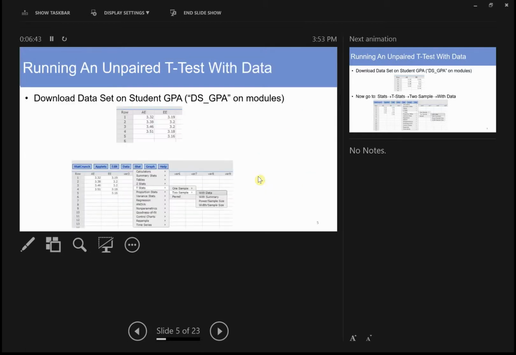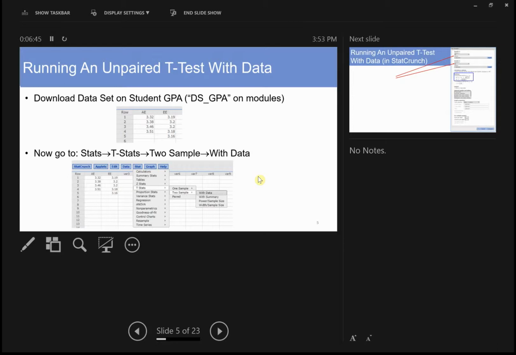So how do we do this in StatCrunch? Well, it's really easy. So if you want to go ahead, I asked you guys to download the data set. And let's work with the GPA data set first. And what I want you to do is go ahead and open it up. And then notice what you're going to do. You're going to go to Stat, T-Stats, just like we did for the confidence intervals, right? But now instead of one sample, you're going to choose 2 samples.